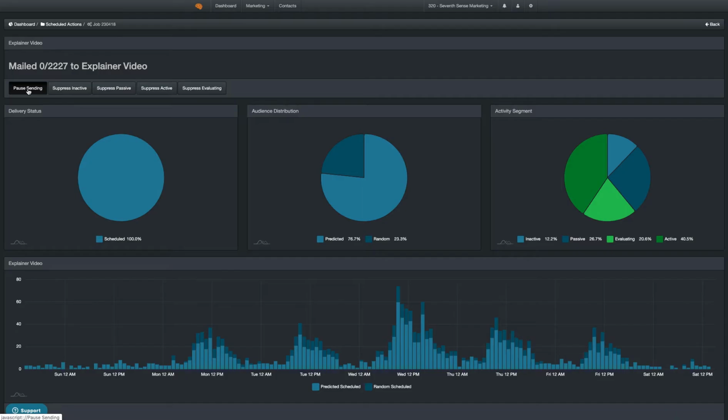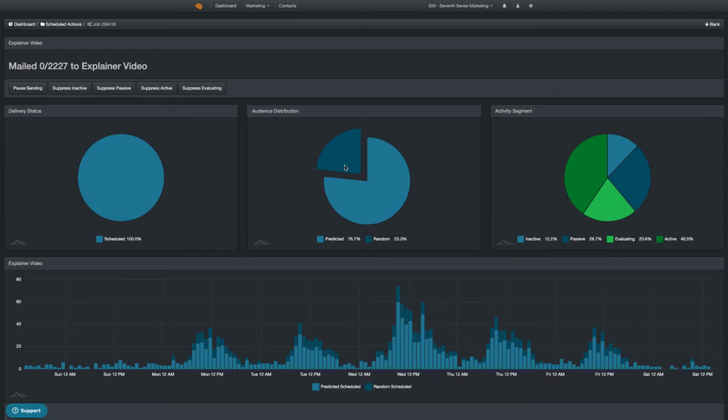Now back to the other charts. The delivery status chart will update as delivery is complete. And in this example, you can see that everyone is still in the 100% scheduled state. The audience distribution chart gives you some quick insight into how many people on the list have predicted delivery times and how many have random delivery times.